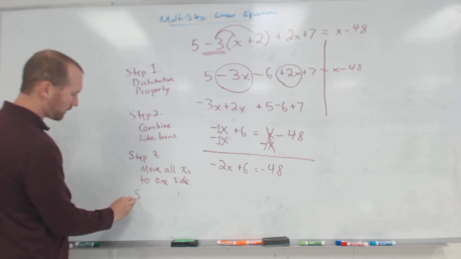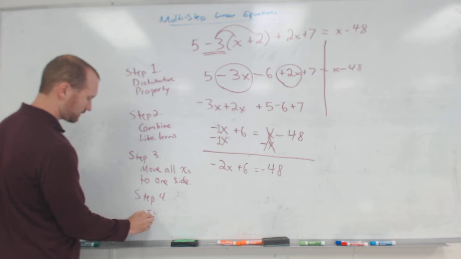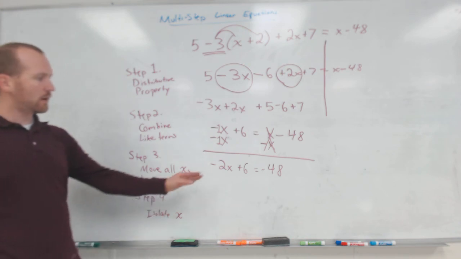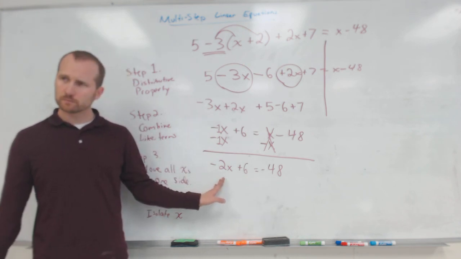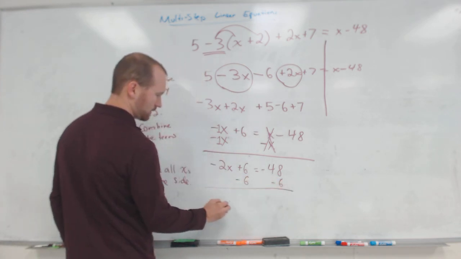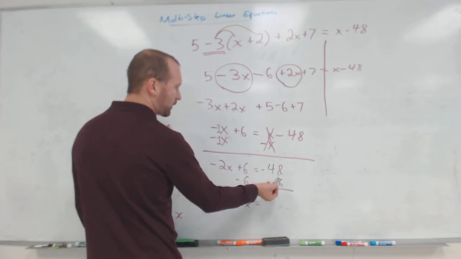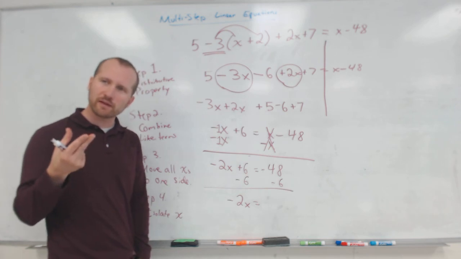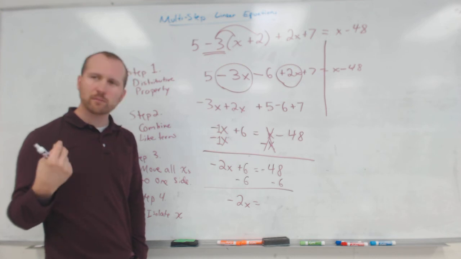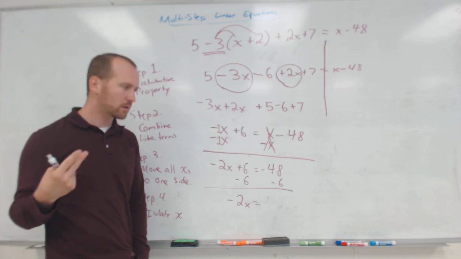And then step 4 is isolate x. So how could I isolate x in this problem? Subtract 6 from both sides. So negative 2x equals, let's see, negative 48 and negative 6. So they're both negative, they combine. So what's 48 plus 6? 54.